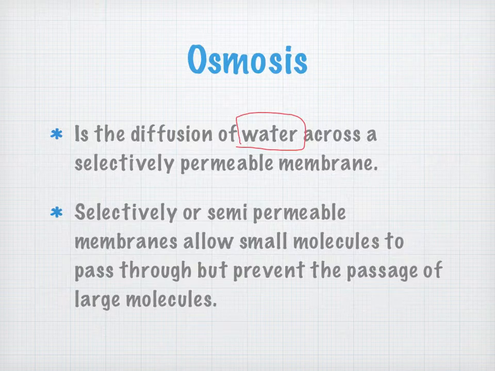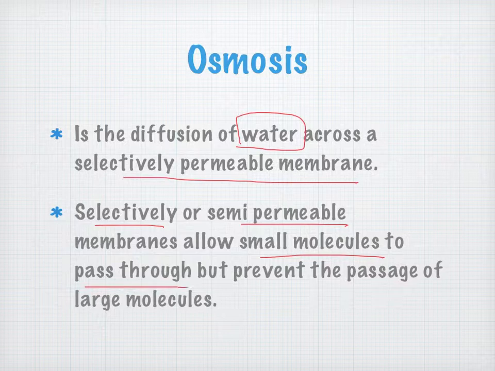water crosses a selectively permeable membrane. A selectively or semi-permeable membrane allows smaller molecules to pass through but prevents the passage of larger molecules. So water would be the number one, but it's not the only substance that goes through osmosis.